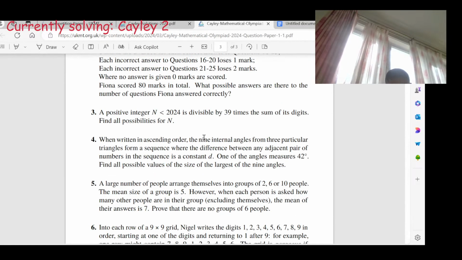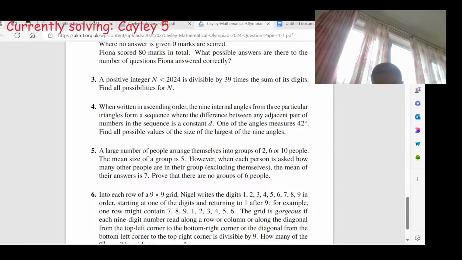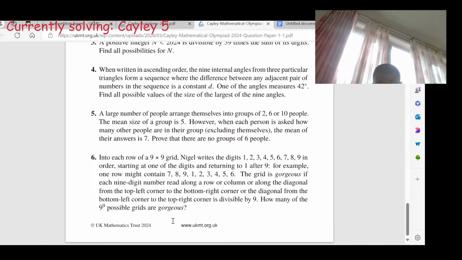Yeah. Oh, this is so tiring. This is so tiring. We are on 5. This is actually such a draining Cayley. I really despise this Cayley. Question 6 looks completely horrible, by the way.